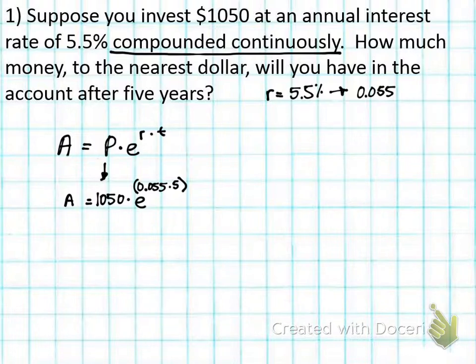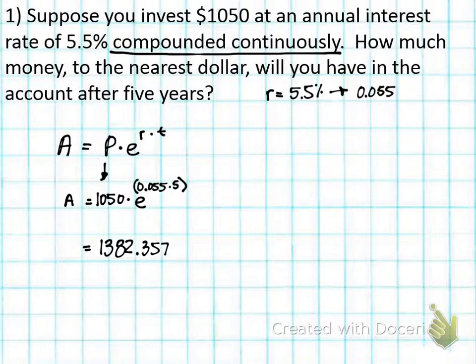So we have our parentheses first, which I'm going to write 0.055 times 5, and I get my 0.275 in my parentheses. Then I can use the e to the x button to get this value here. So e to 0.275 gives me some huge decimal. Then I multiply that by 1,050, and I get 1382.357. Okay, so I'm going to write that down because this is money now, so I don't have to write all my decimals out.